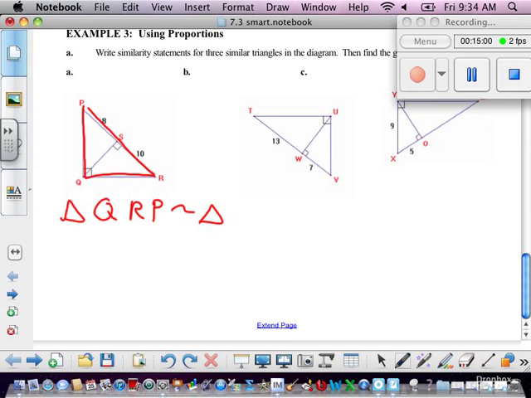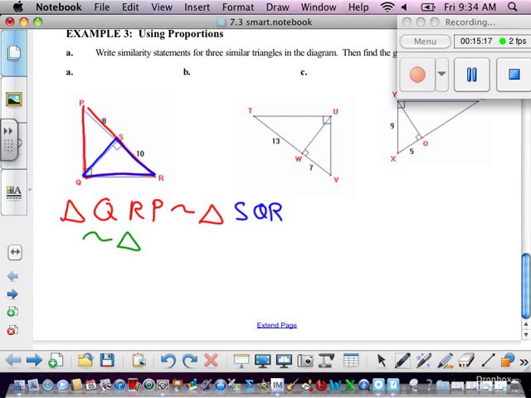Okay, I'm going to do this triangle next. Remember, I have Q as my 90 degrees, so I have to start with the 90 degree. SQR. Wow, I'm not sure where 7 came from, sorry.